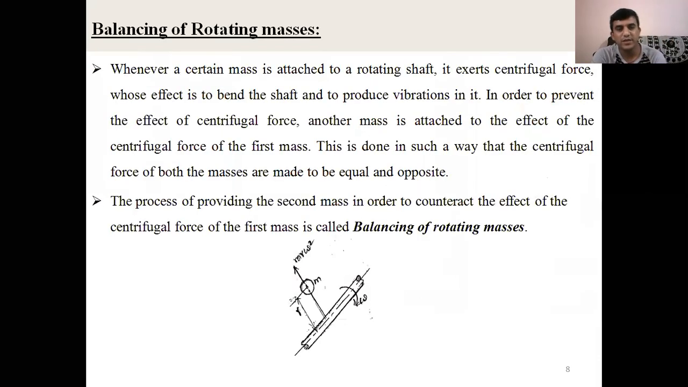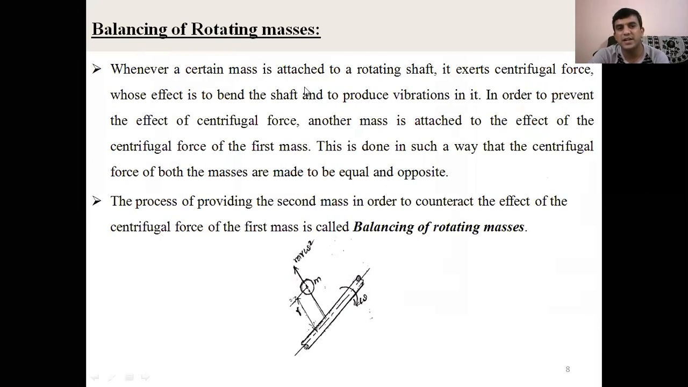Okay. Now we'll go for balancing of rotating masses. First, we consider only rotating masses, meaning masses which rotate about an axis, right? Examples of rotating masses are a mixer, grinder, washing machine, turbines, or turbo machineries. Those come under rotating machines, which we call rotating masses.